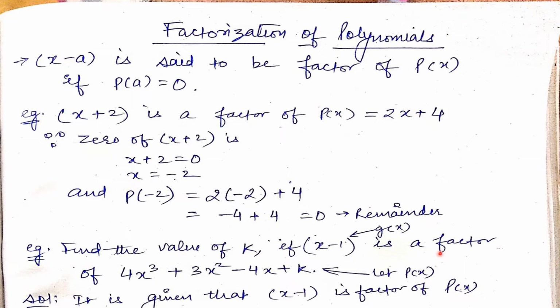Okay. Now there is a type of question in which we have to find the value of k if x minus 1 is a factor of 4x cube plus 3x square minus 4x plus k. See the difference. Here we don't have to check whether this is a factor or not. Here it is given to us that x minus 1 is a factor of this. So we can say surely that x equals 1. So if I put 1 in this polynomial, what will I get as the answer? 0, and that will help me to get the value of k. Got it? Let's start now.